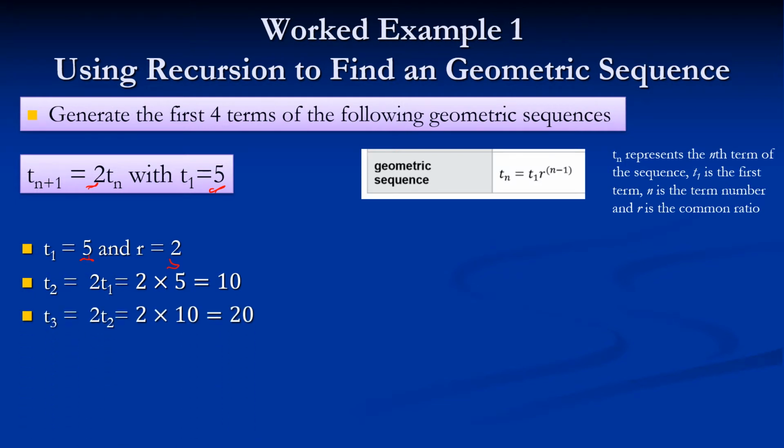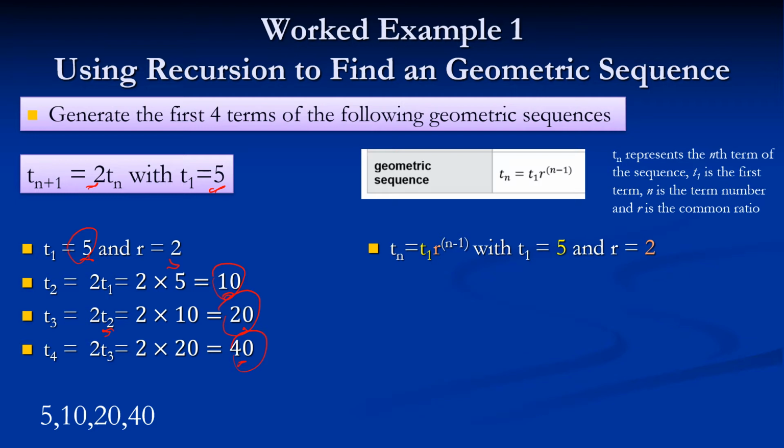Now, term 3 is just going to be 2 times term 2. So it's going to be 2 times 10, which is 20. And term 4, you guessed it, is 2 times term 3, which is 2 times 20. So that will give you 40. So our sequence is going to be 5, 10, 20, and 40.